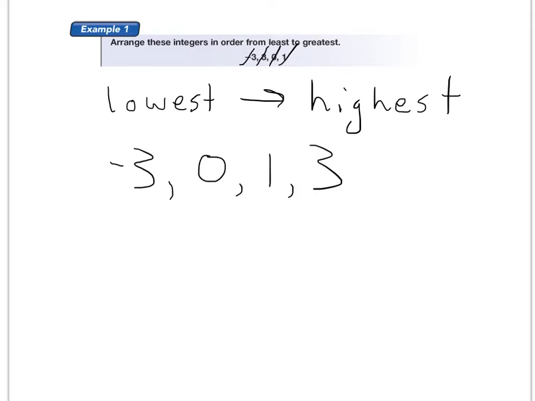When you do a problem like that, it's pretty easy. Just put them in order, okay? But make sure you do include all the numbers, because sometimes the list could get pretty big. Alright, let's go ahead and go on to example number 2.